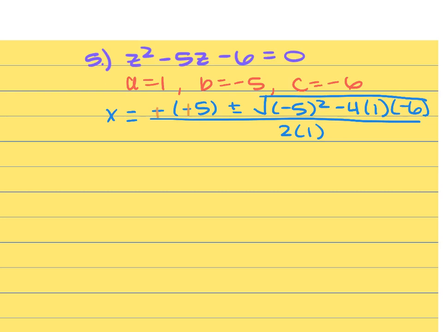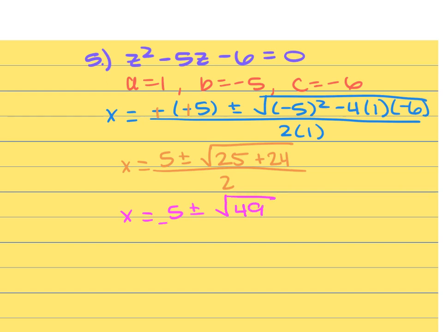So these two negatives turn into a positive, so x is equal to 5 plus or minus the square root of 25. The negative 4 times negative 6 is a positive 24, times 1 is just 24, all over 2. So x is equal to 5 plus or minus the square root of 49 all over 2. So x is equal to 5 plus or minus 7 over 2.